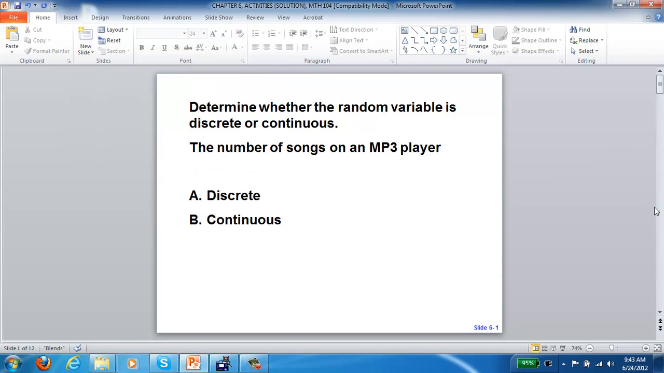Let's go to see the activities for chapter 6. Number 1, the number of songs. How many songs? We are able to count the number of songs, so this is discrete, A.